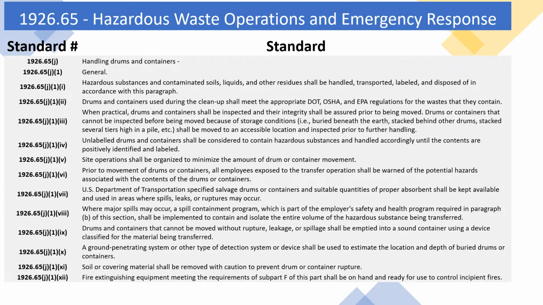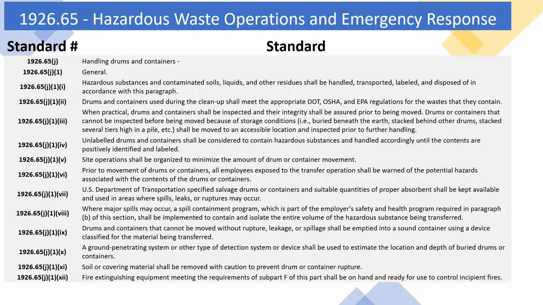1926.65 J1 3. When practical, drums and containers shall be inspected and their integrity shall be assured prior to being moved. Drums or containers that cannot be inspected before being moved because of storage conditions, i.e., buried beneath the earth, stacked behind other drums, stacked several tiers high in a pile, etc., shall be moved to an accessible location and inspected prior to further handling. 1926.65 J1 4. Unlabeled drums and containers shall be considered to contain hazardous substances and handled accordingly until the contents are positively identified and labeled.